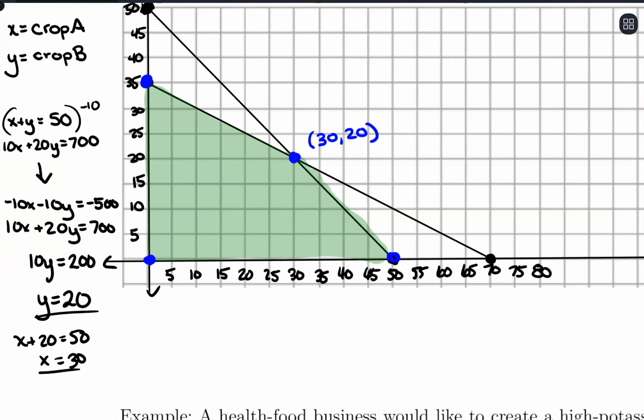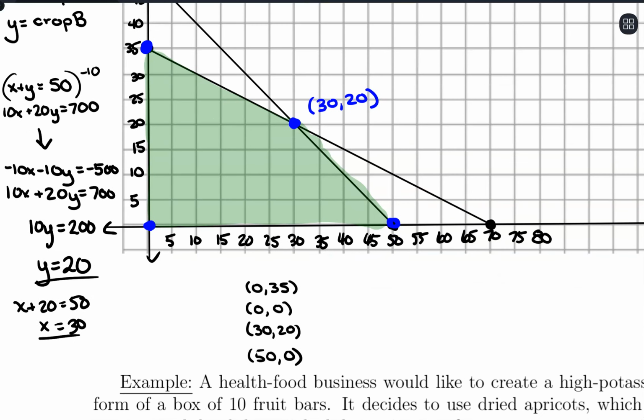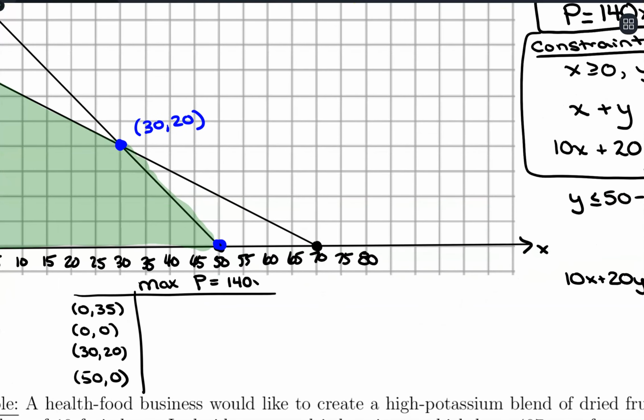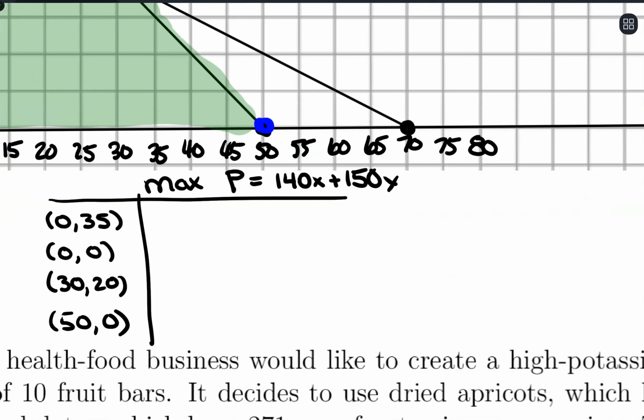Okay, and then our fourth corner is coming from the smaller of the two x-intercepts at 50, 0. Okay, so our coordinates, we have 0, 35. We have 0, 0. We have 30, 20. And we have 50, 0. And what we want to do is with each of those, we want to maximize that profit function, P equals 140x plus 150y. So we're going to take each of those coordinates and plug it in to calculate P.